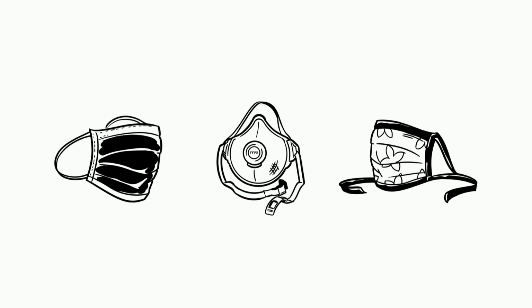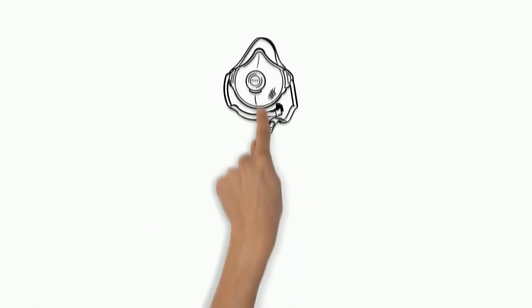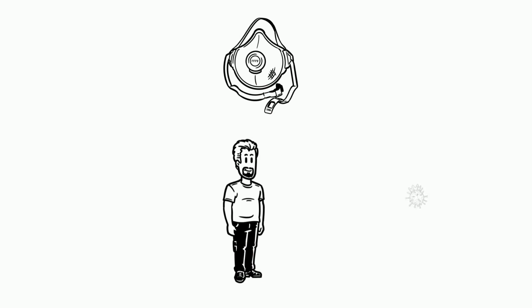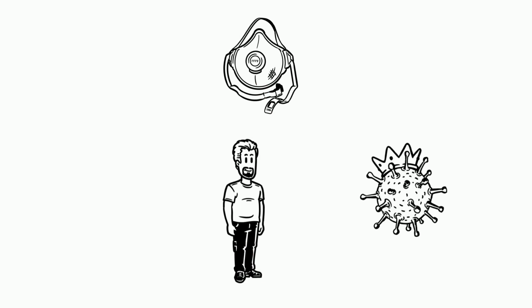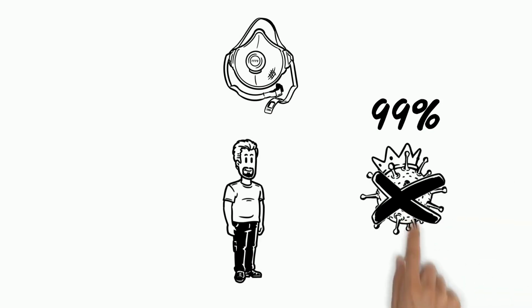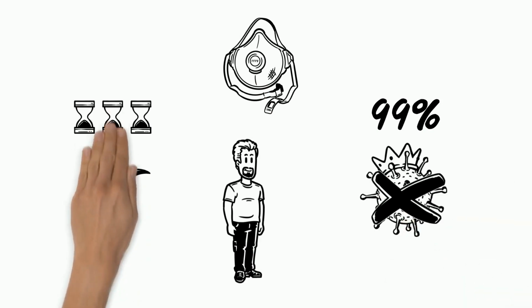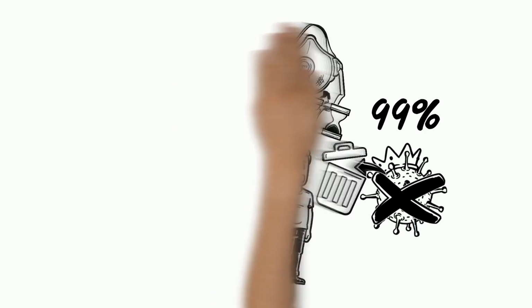First, there are different types of masks that differ in terms of their protective effect. Only special filter particle masks of protection class FFP3 protect the wearer from viruses. If they fit properly, they filter at least 99% of even the smallest particles out of the air. After a few hours, they have to be thrown away.